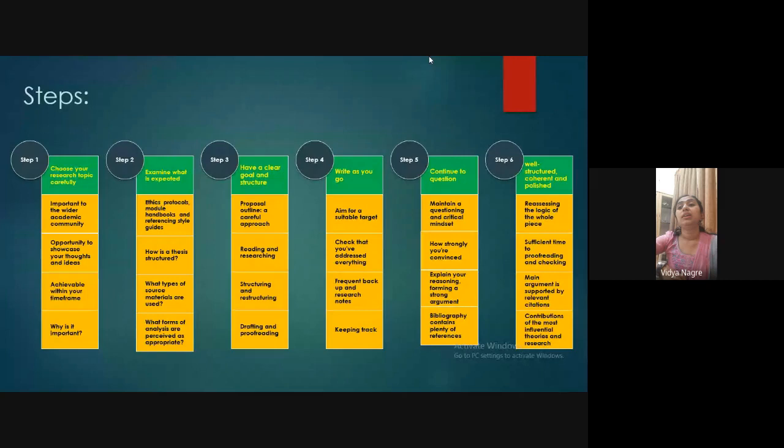Second, identify what is expected. There are some ethics, protocols, modules of your writing. Please study those carefully. When you take admission, the universities give you student handbooks, where the research ethics and the protocols are written, and please abide by that.